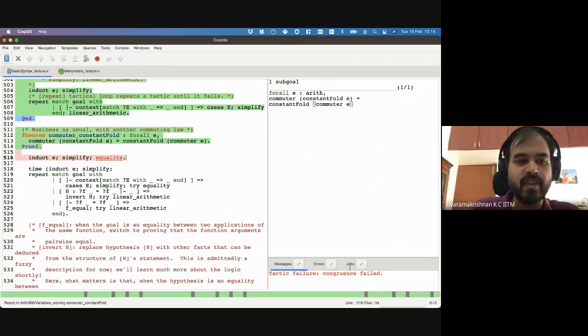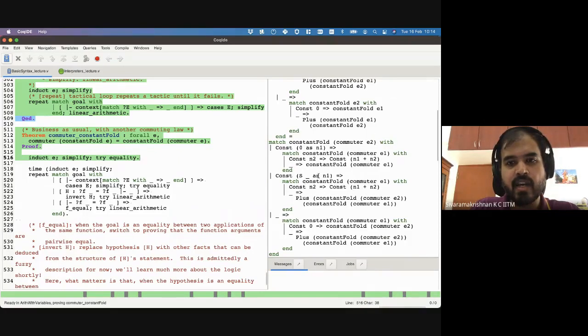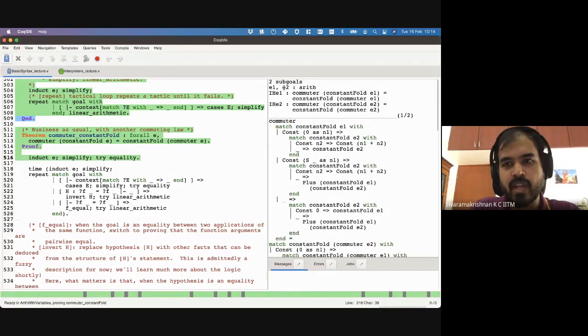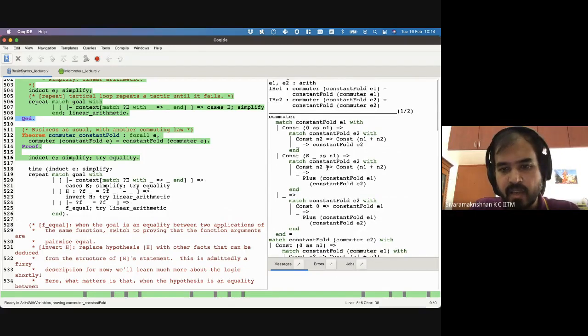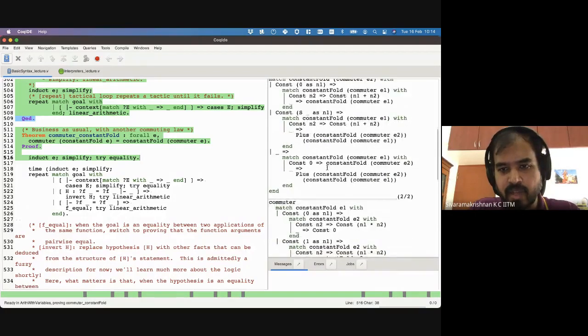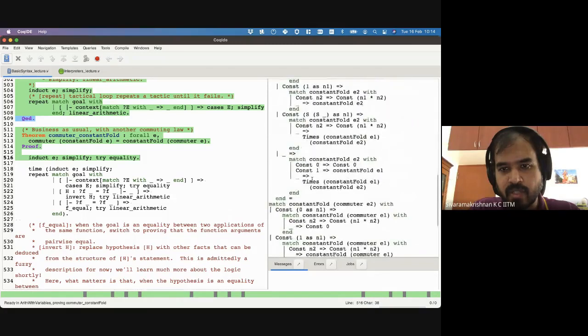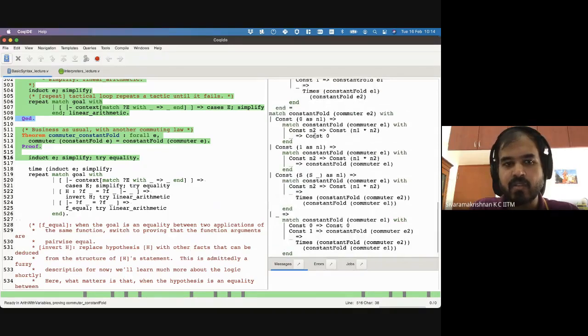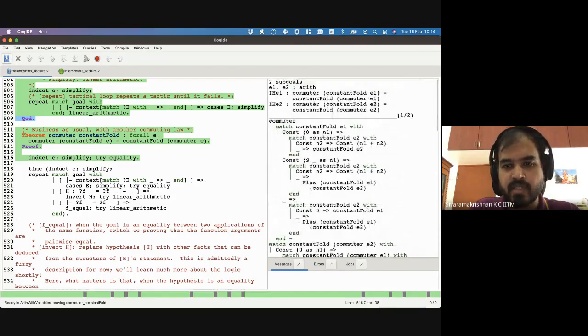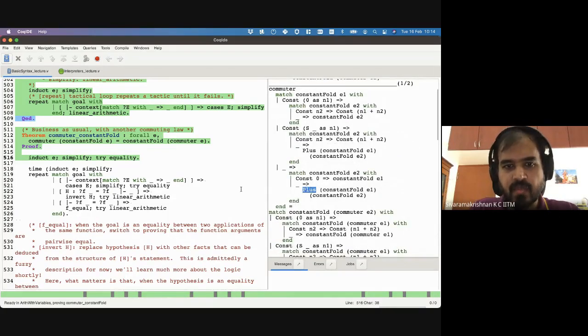You can make this a soft failure with the try tactic. If you try equality, the first two would have gone, but there are two more subgoals, one for the times and one for the plus. This is a huge term. If you scroll down here, this is times, and then there is one other for plus as well. This is plus, I believe. Yeah, plus is here.